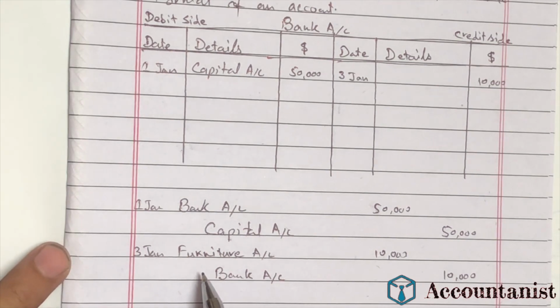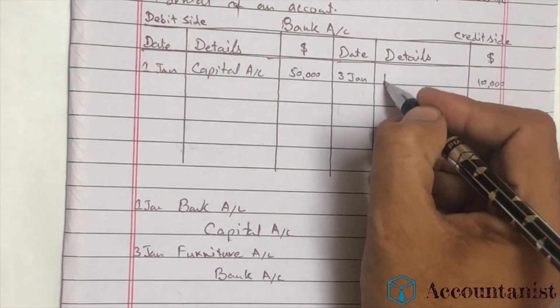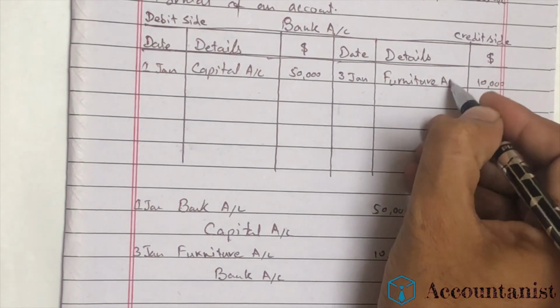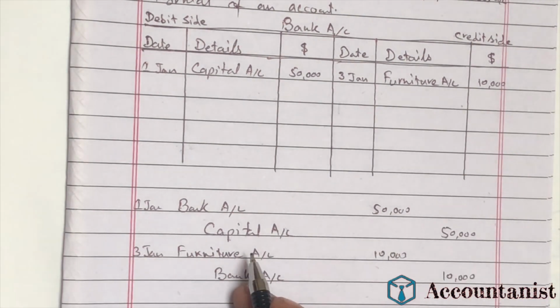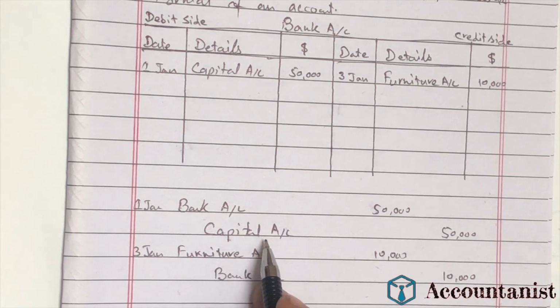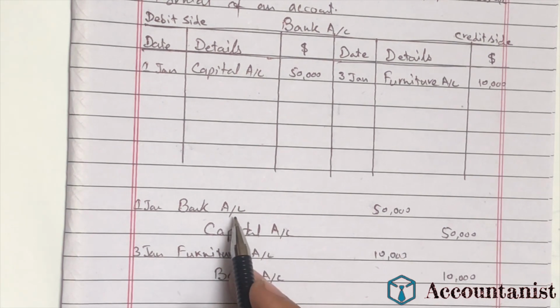So write down furniture account here. Now similarly, we are going to make the capital account as well, and we are going to make the furniture account as well. So we'll record in the capital account on the credit side, and in the details column we will write down the bank account. And same thing, what do we do in the furniture account? We will debit the furniture account, and in the details column we'll write down the reason, the bank account.